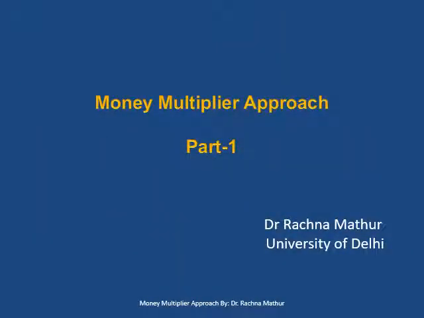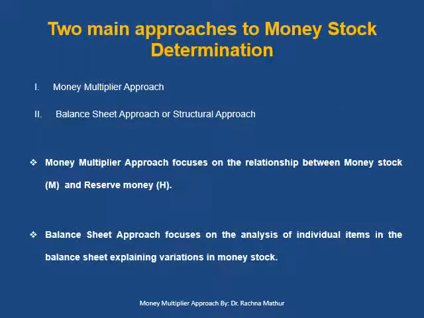Friends, today I am going to discuss the money multiplier approach, which is a very important approach in monetary economics. To start with, we will see the two main approaches to money stock determination: the money multiplier approach and the balance sheet approach, which is also called the structural approach. The money multiplier approach focuses on the relationship between M and H, that is, money stock and reserve money, while the balance sheet approach focuses on the analysis of individual items in the balance sheet of the consolidated monetary sector in explaining the variations in money stock.